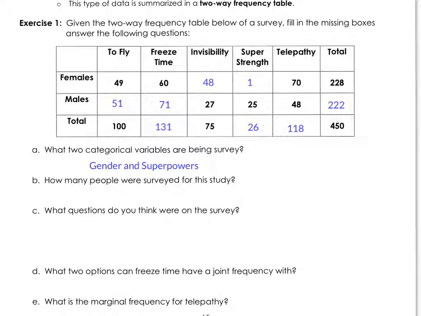How many people were surveyed for this study? Well, that we can find by looking at the total. So the grand total is this corner right here, 450 people.